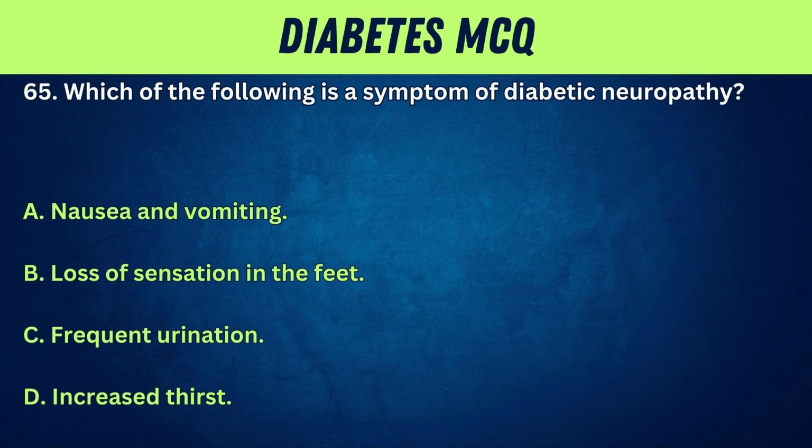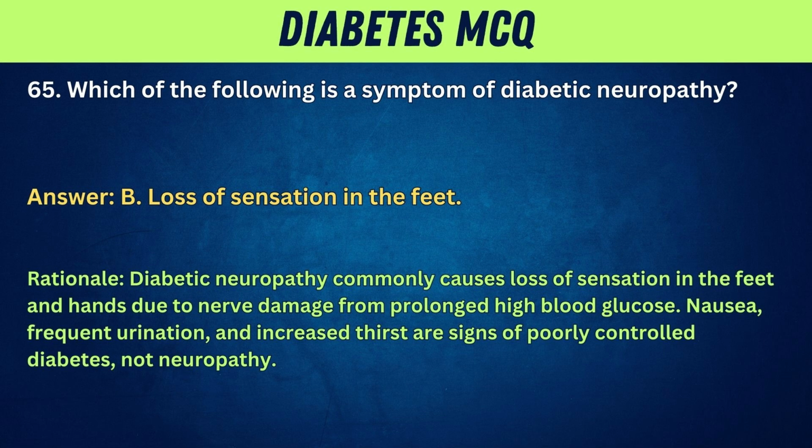65. Which of the following is a symptom of diabetic neuropathy? A. Nausea and vomiting. B. Loss of sensation in the feet. C. Frequent urination. D. Increased thirst. Answer: B. Loss of sensation in the feet. Rationale: diabetic neuropathy commonly causes loss of sensation in the feet and hands due to nerve damage from prolonged high blood glucose. Nausea, frequent urination, and increased thirst are signs of poorly controlled diabetes, not neuropathy.